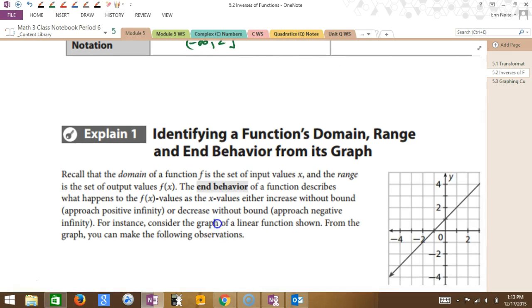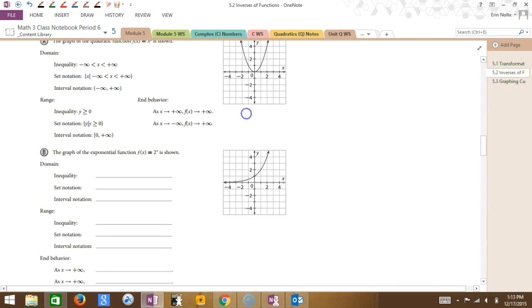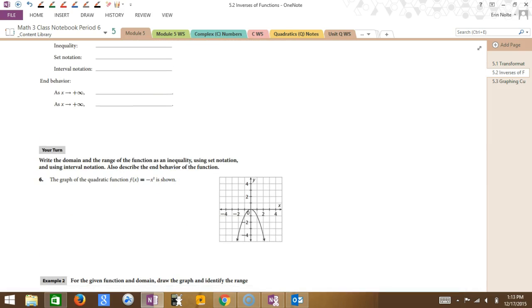Did we go over everything? End behavior is something they included in that section, which you don't need to know right now, and we will talk about later.